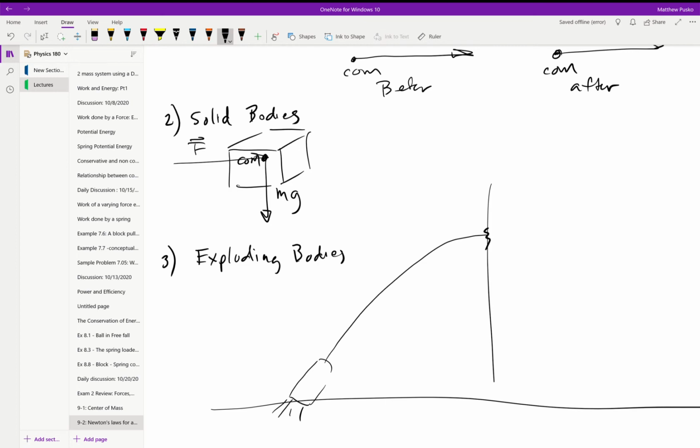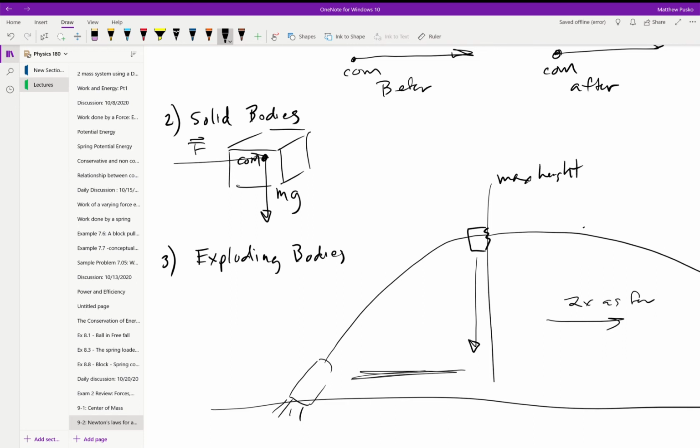So we have the back piece, and maybe the back piece falls straight down, and the other half of it, if it broke evenly in half, is going to then go twice as far as it initially went to get to its max height.